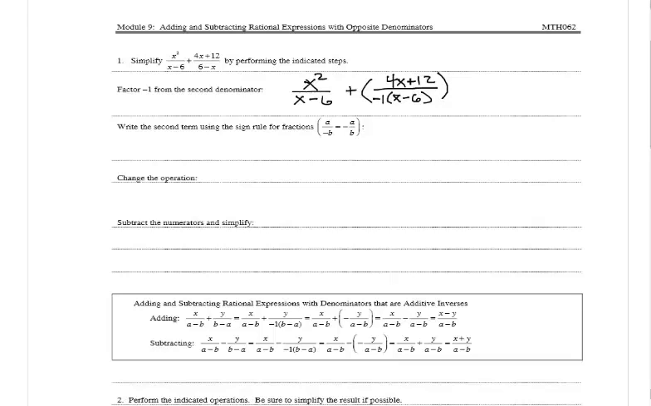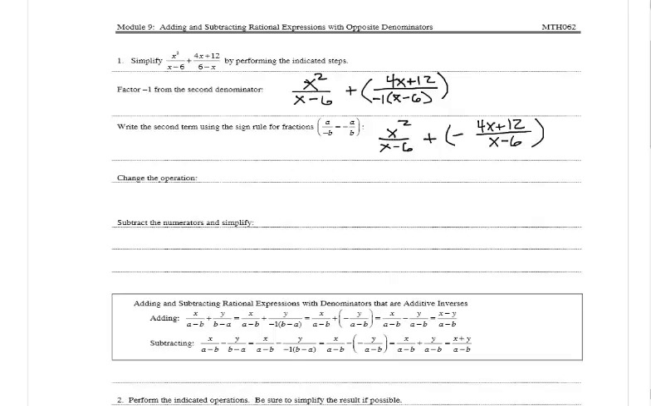And then they remind us of the sign rule for fractions, that a divided by negative b is equal to negative a divided by b. So they want us to rewrite it with the negative sign out front. So we're going to have our x squared divided by x minus 6 rational expression plus, now we're going to have a minus out front, 4x plus 12 divided by x minus 6.